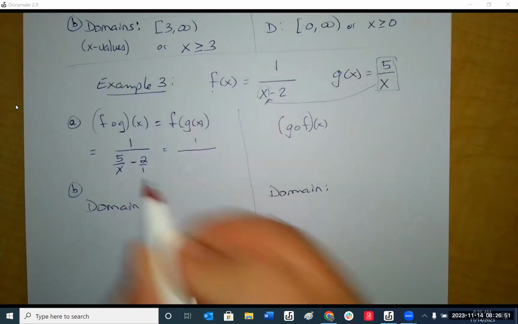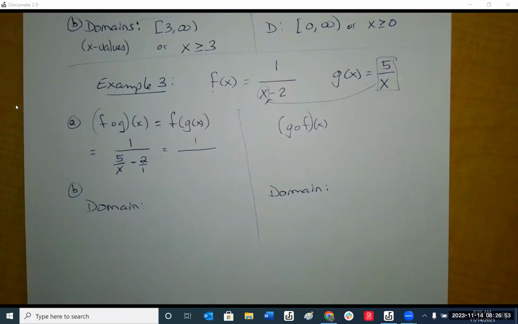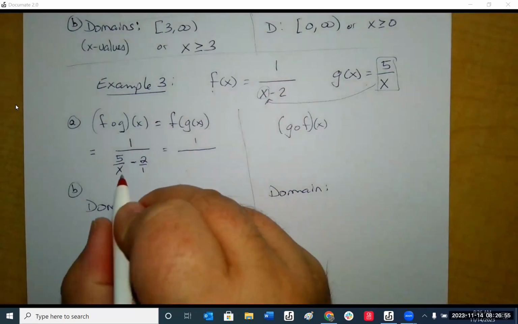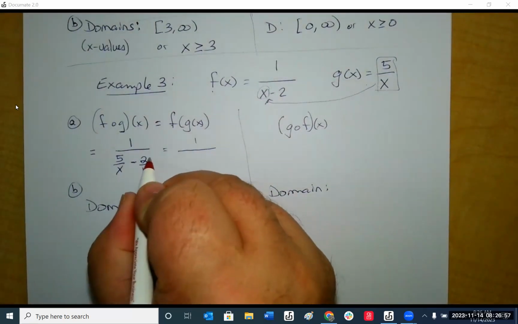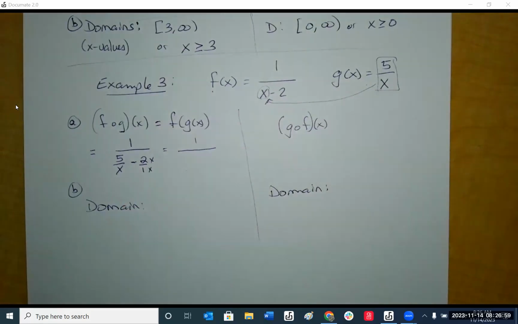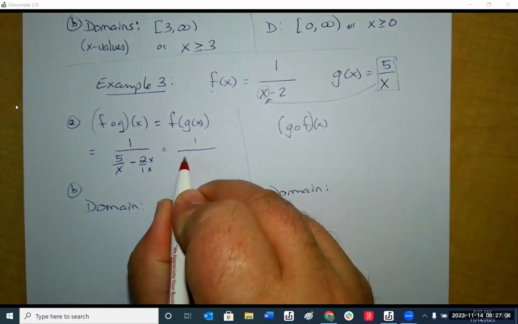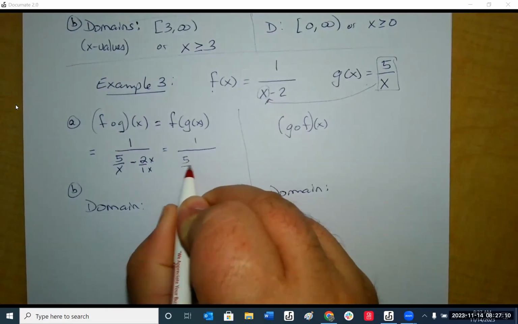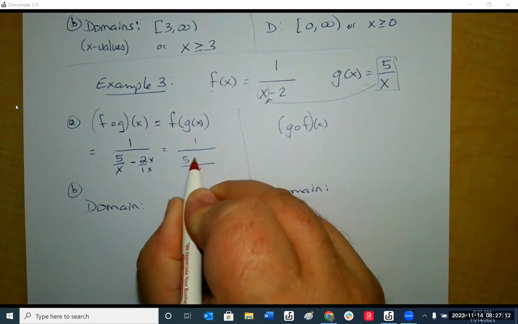So we have two fractions on the bottom. We have to combine them. The LCD is going to be x. So this one needs an x over x. So since on the bottom we have a common denominator, they both have x's.